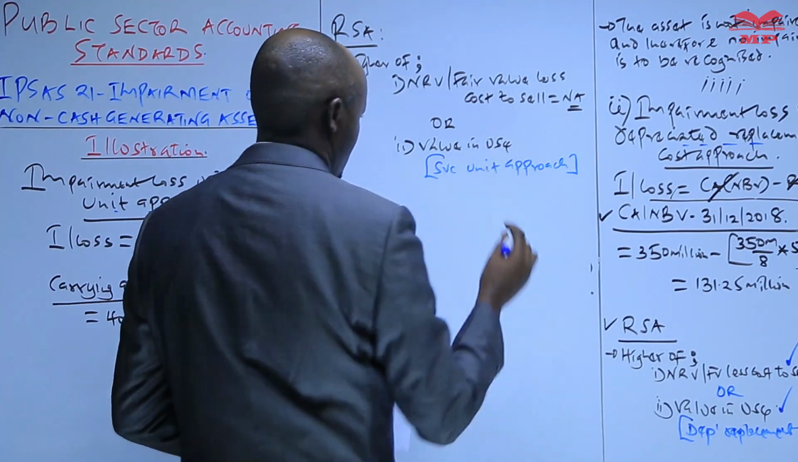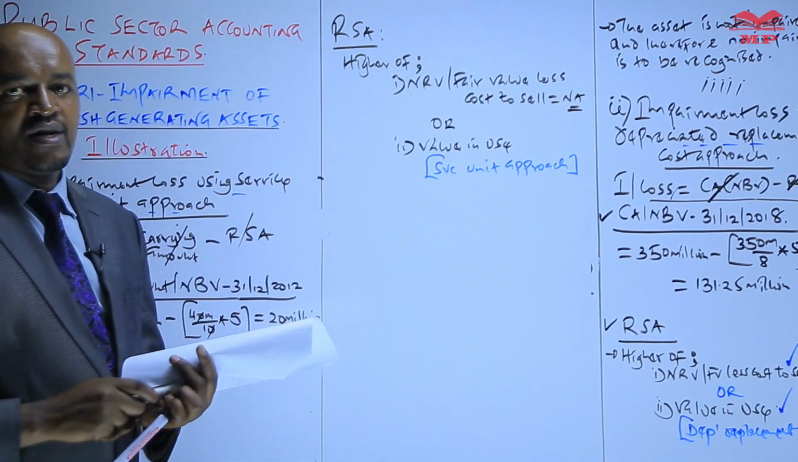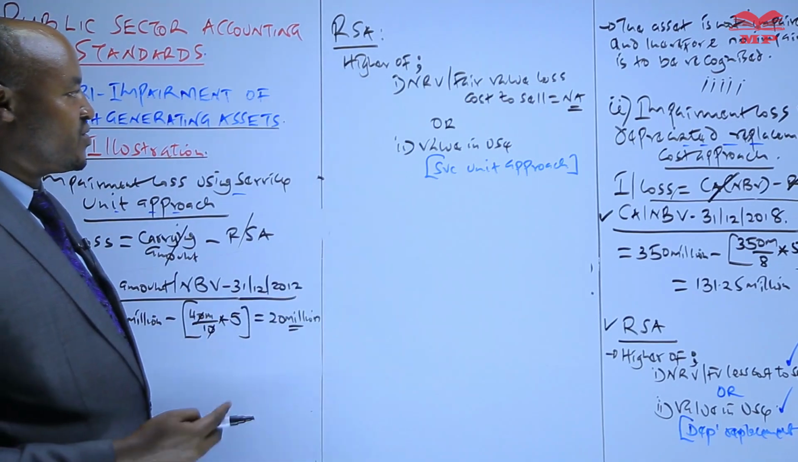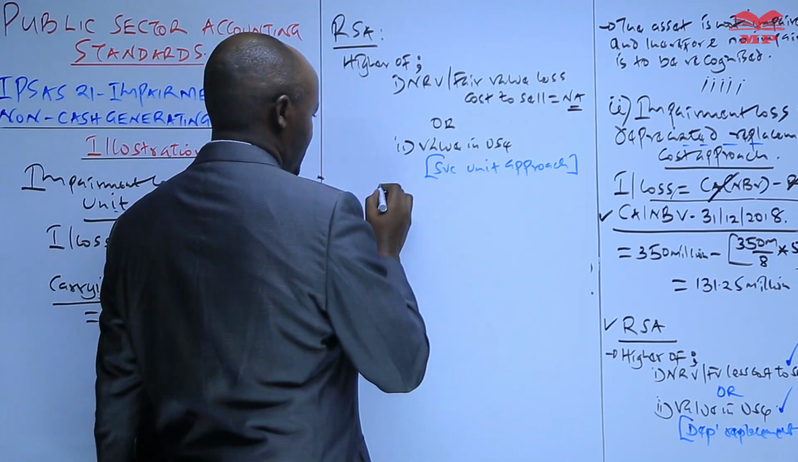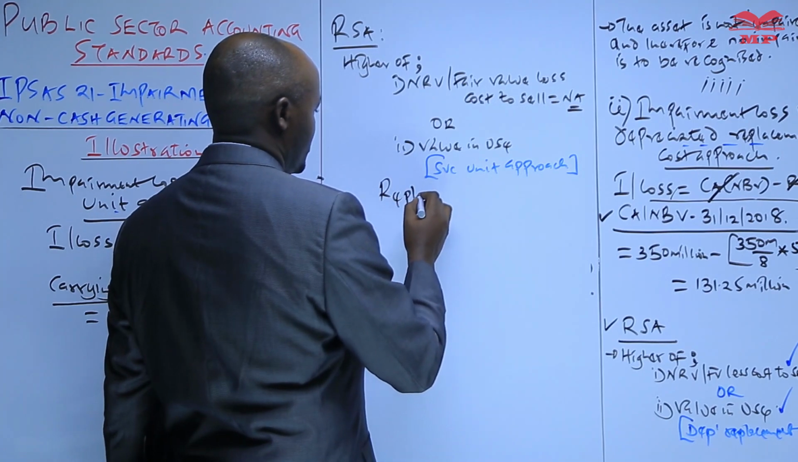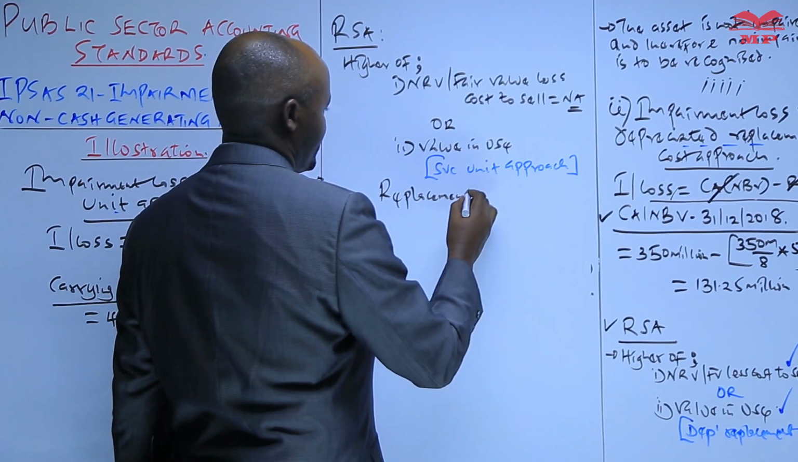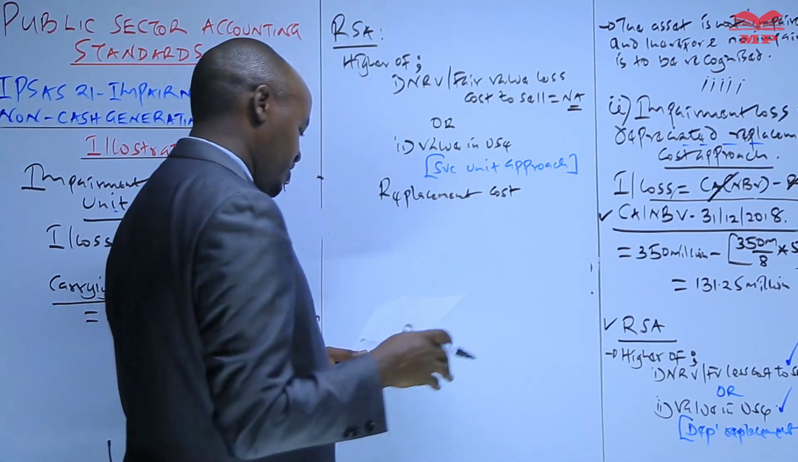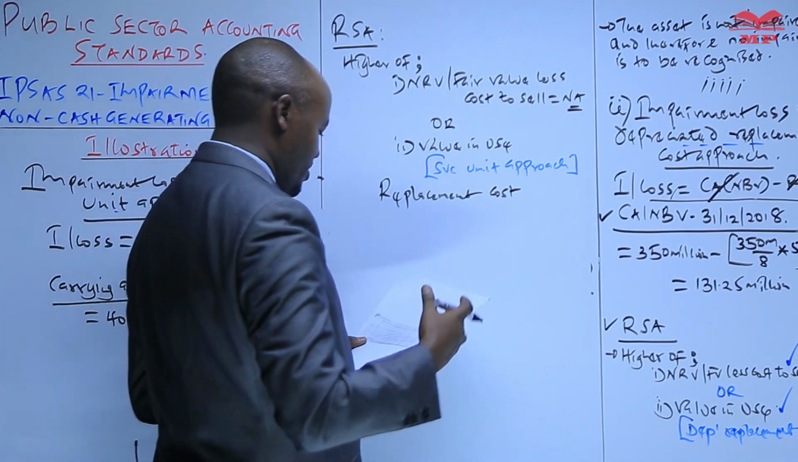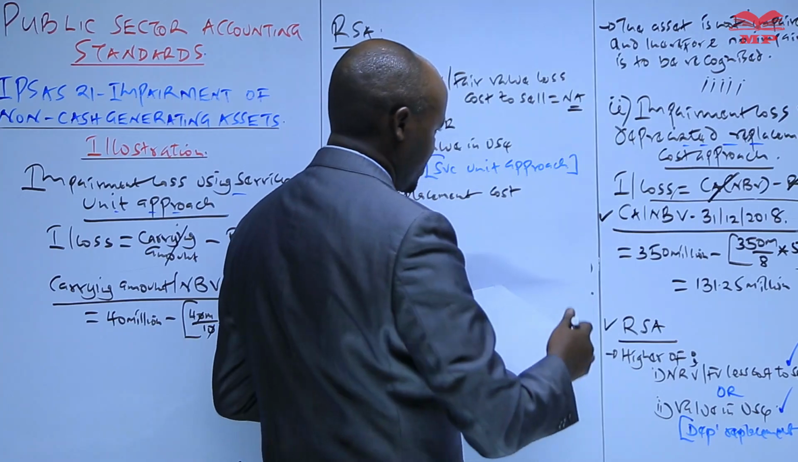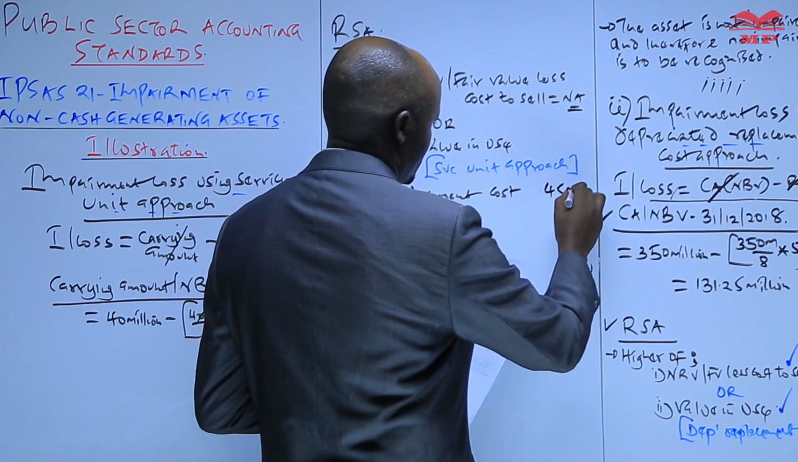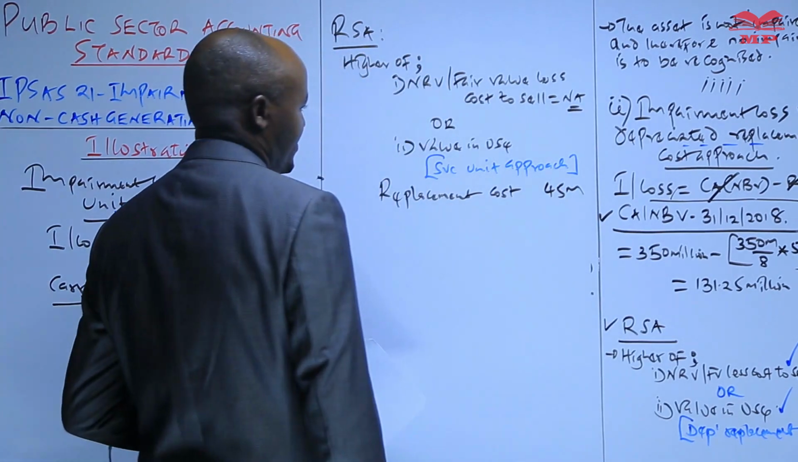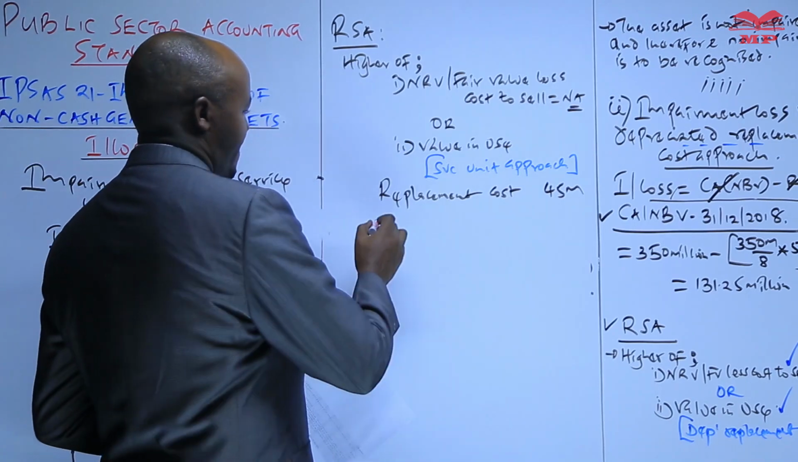Service unit approach. So how do we determine the value in use with this particular approach? The first thing we need to do is compute the depreciated replacement cost. We take the replacement cost, which is also given in the last sentence of that question, where you are given the cost of a new printing machine. If the government wants to acquire a new printing machine currently, such a machine will be bought at 45 million.